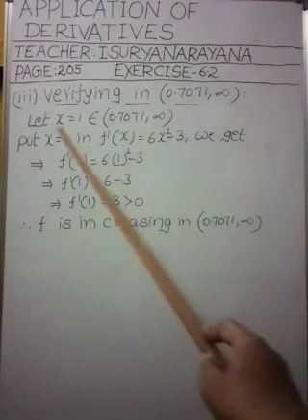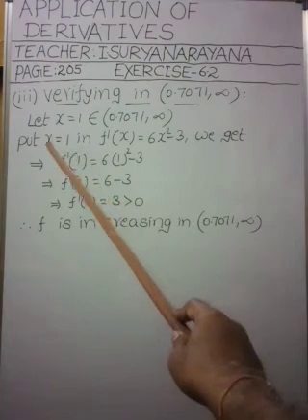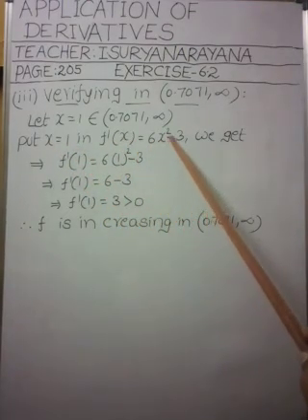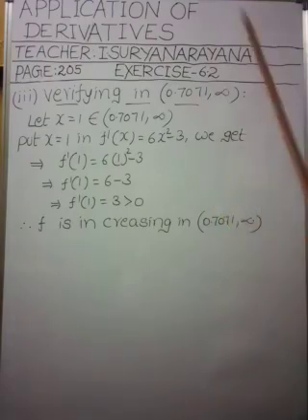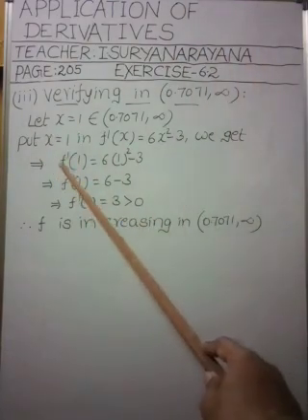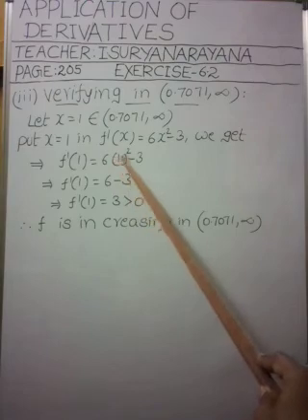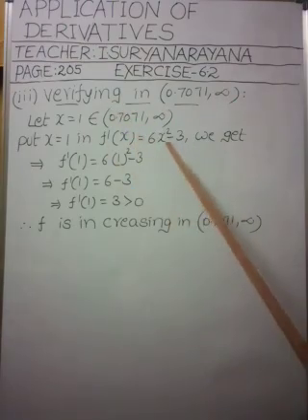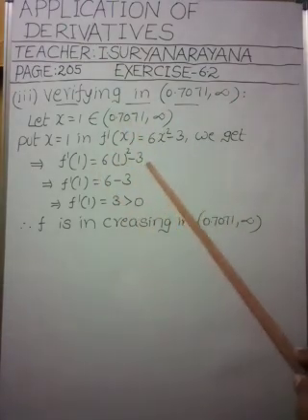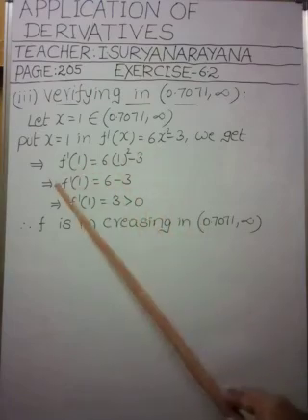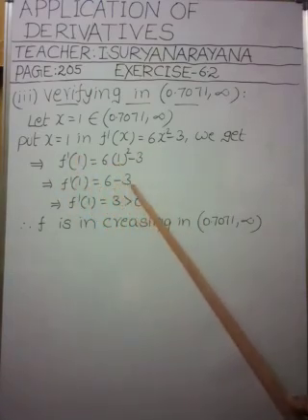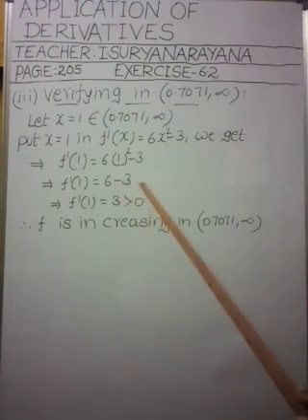Right. After that we have to substitute. We have to put x is equal to 1 in f dash of x is equal to 6x square minus 3. We get f dash of 1 is equal to 6 into 1 whole square minus 3. Understood this statement, children? We are substituting x is equal to 1 in f dash of x. Then we get to this step. Understood this statement, children? Right. This implies f dash of 1 is equal to 6 minus 3. Understood this statement, children? Right.